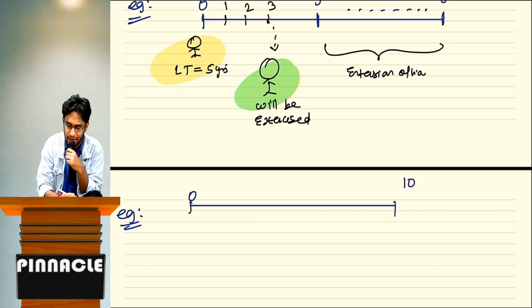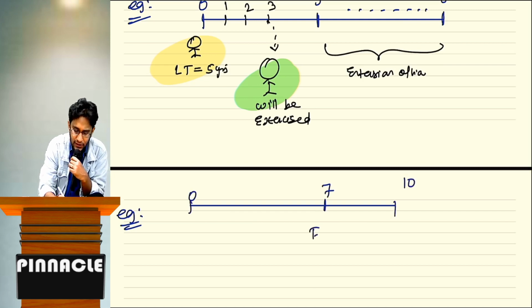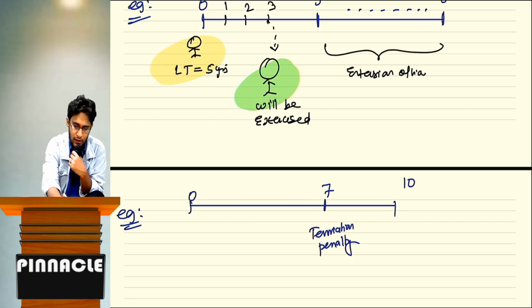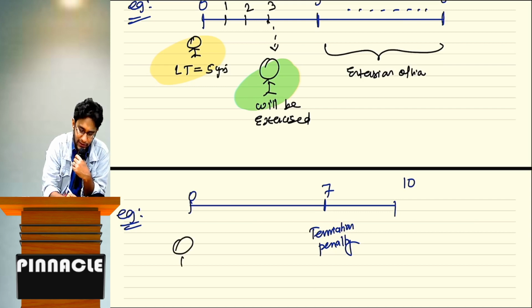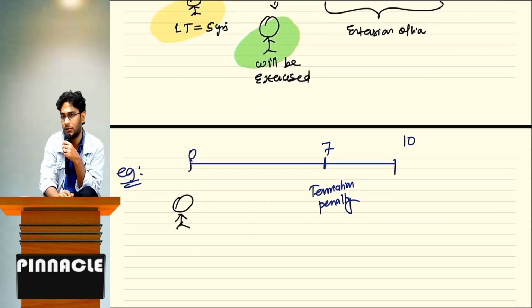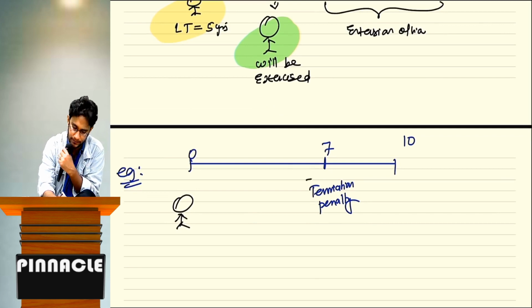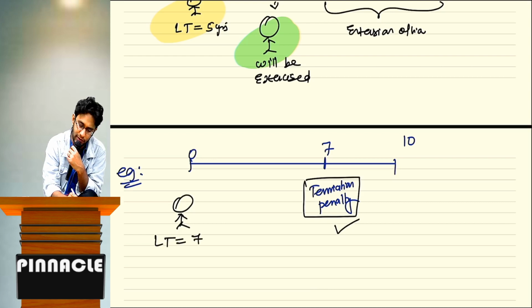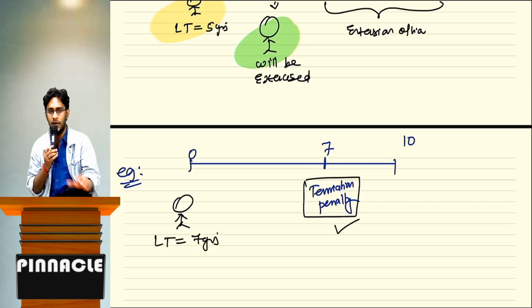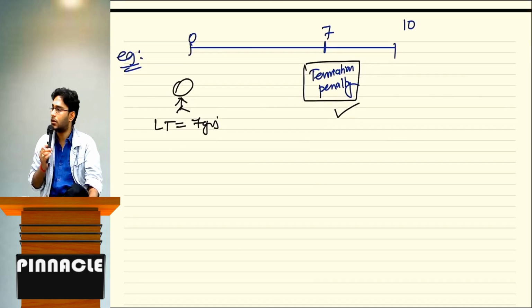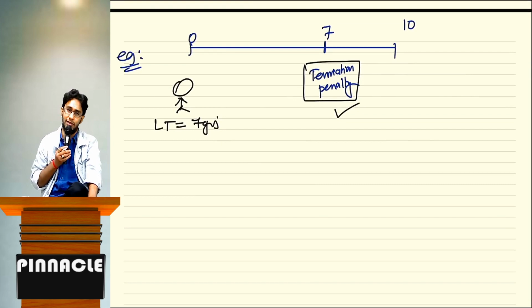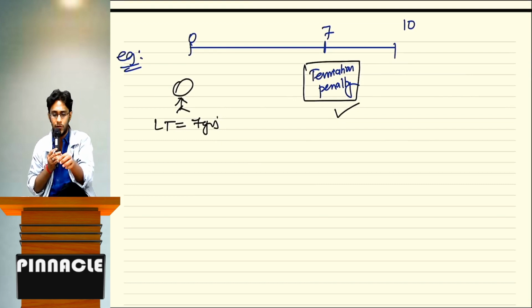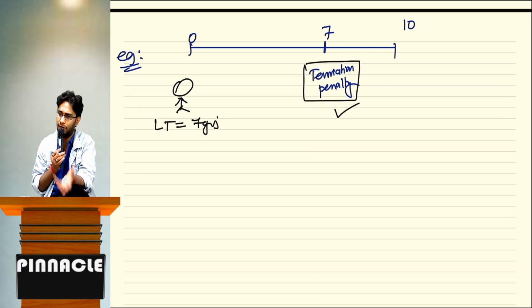Lease term is 10 years, sir. In the 7th year I can pay a termination penalty and get out of this contract if I want. When I was standing at the commencement date, at time 0, I thought that I will pay the termination penalty and therefore the lease term is only equal to 7 years. So if this is your assessment on the commencement date, tell me, sir, in the lease payments, will the termination penalty be included or will it not be included?